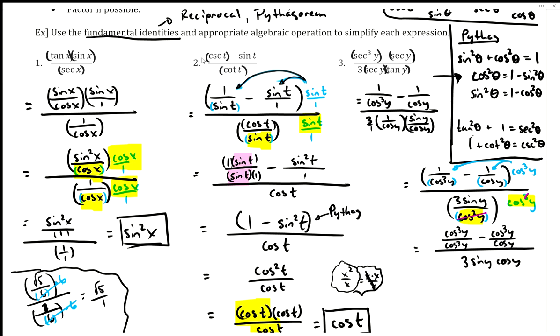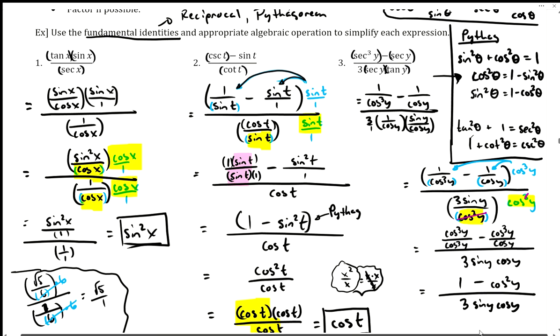Okay, now let's simplify our numerator parts. Let's get our big fraction. So the first one, cosine cubed over cosine cubed is 1. And then minus cosine cubed over cosine of y, that would be cosine squared of y. And then still over 3 sine of y cosine of y. And then we see it again. Oh, look at that. 1 minus cosine squared of y.